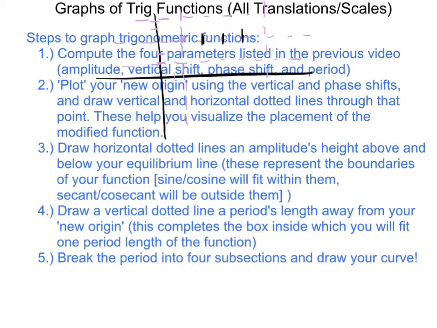So my strategy on these is to use all these parameters to draw this rectangle that'll allow you to fit one period's length in there. Once you have that, you can copy that same shape on both sides to draw the entire thing. So these are the steps I'm going to use, and I'm going to try and illustrate them through the next few examples. Let's take a look at those.